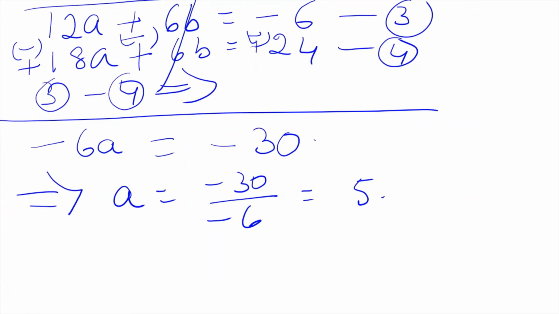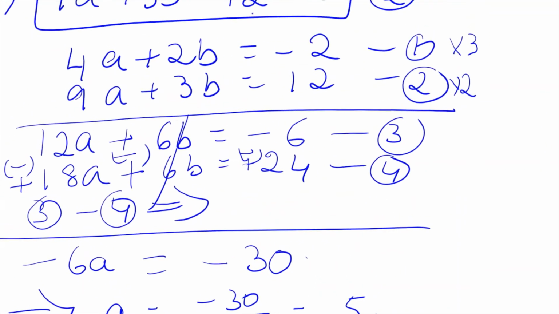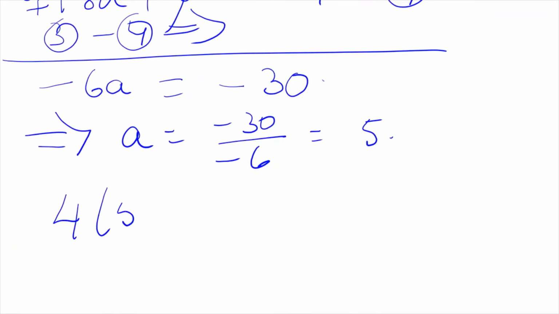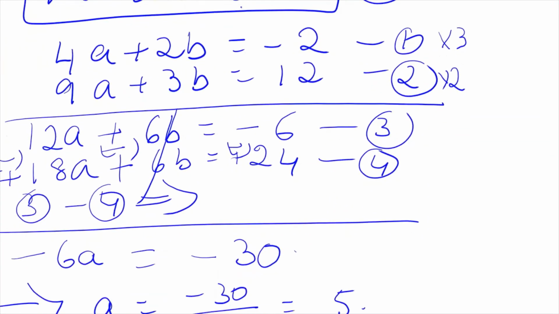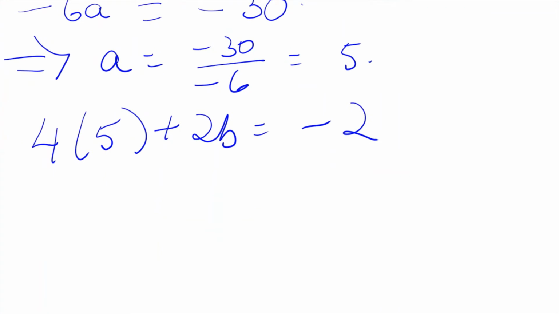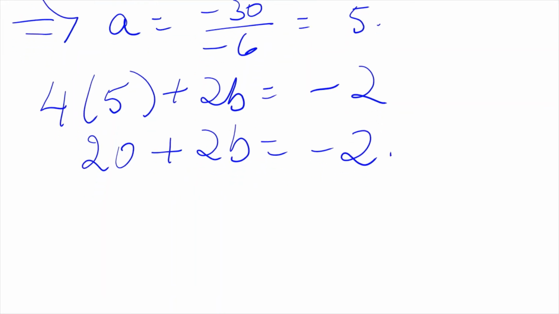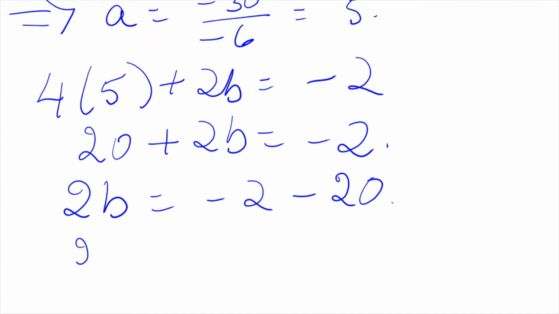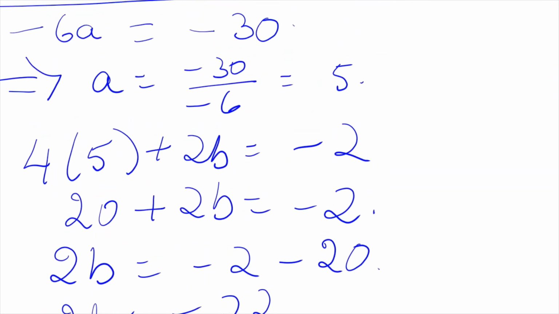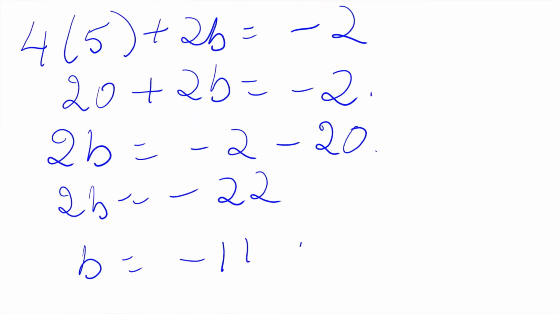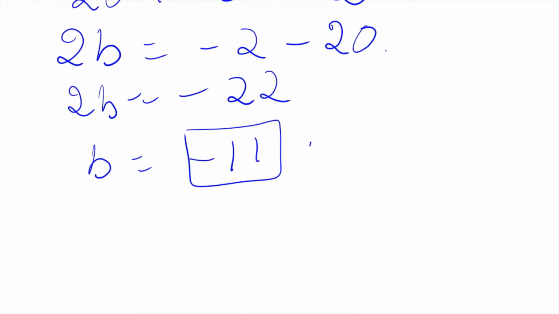Now let us substitute in, say, equation 1, 4a plus 2b. So 4 into 5 plus 2b is equal to minus 2. Okay. So substituting a is equal to 5, we get 20 plus 2b is equal to minus 2. So 2b is equal to minus 2 minus 20. So 2b is equal to minus 22. So b is equal to minus 11. So the answers are a is equal to 5 and b is equal to minus 11.